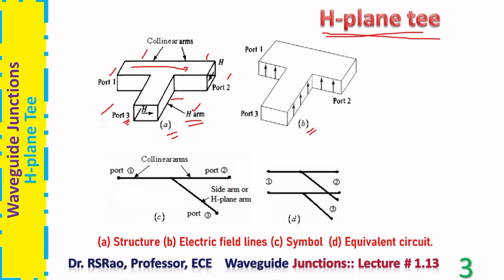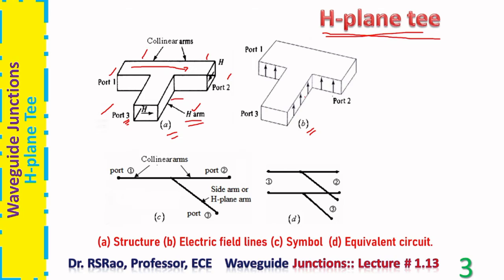In B is given the flux line representation of the field inside the T when it is functioning. Several arrows are shown here. These arrows represent electric field vectors. When the wave is in dominant mode, the electric vector is always vertical.